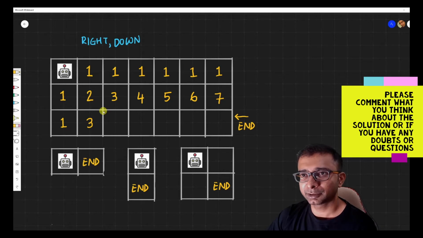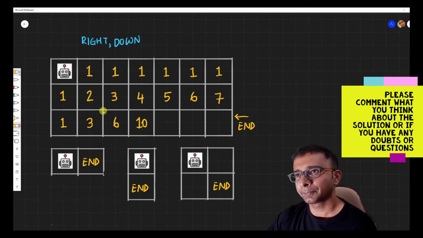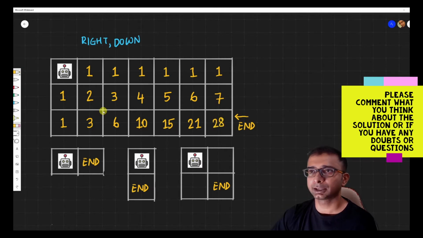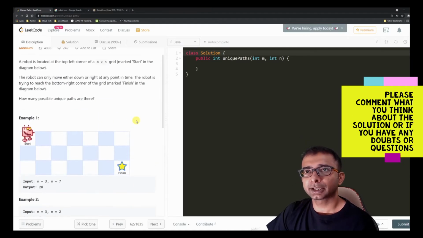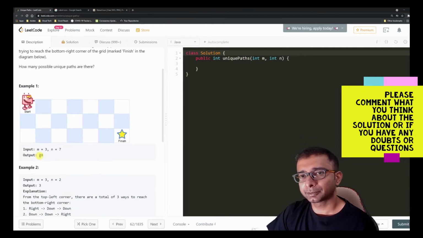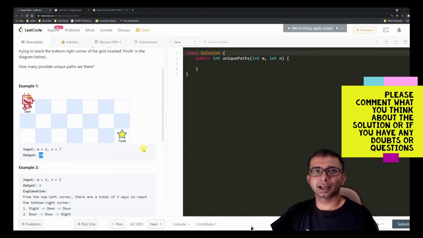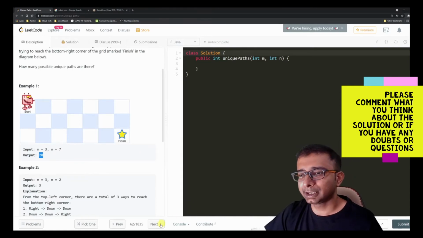So 3 plus 3, we have 6 ways to reach it. 6 plus 4, we have 10 ways to reach it. 10 plus 5, we have 15 ways to reach it. 15 plus 6, we have 21 ways to reach it. And 21 plus 7, we have 28 ways to reach this cell over here. So if you check the answer over here, you will find that the output is 28. And we have seen how we are getting that 28, right?